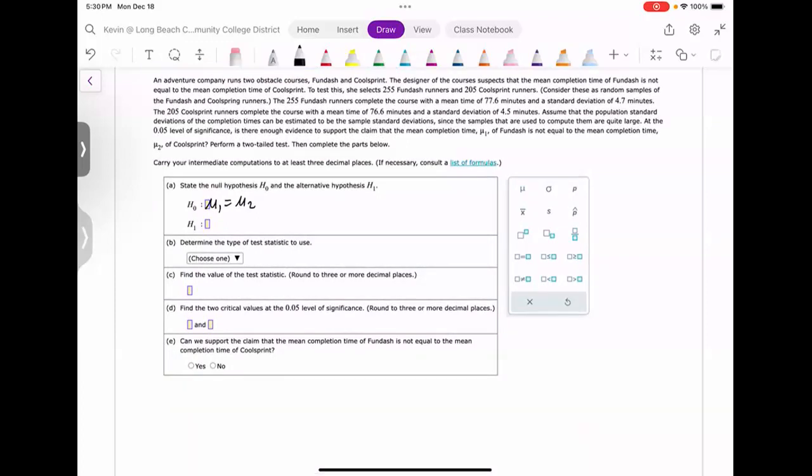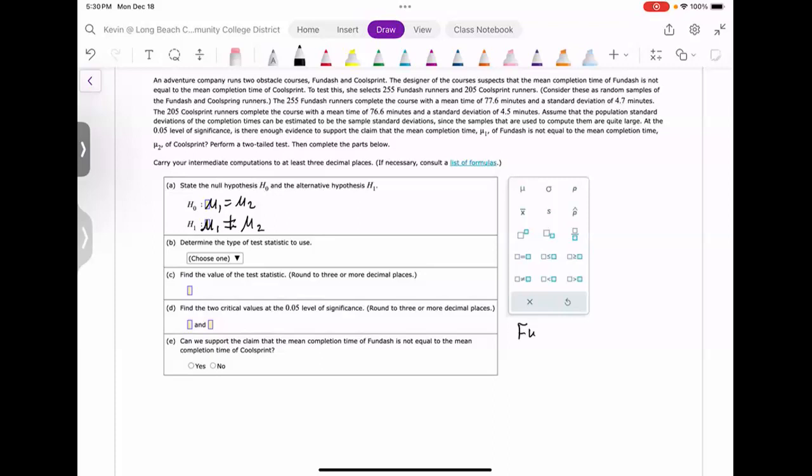An adventure company runs two obstacle courses, Fun Dash and Cool Sprint. The designer of the courses suspects that the mean completion time of Fun Dash is not equal to the mean completion time of Cool Sprint. Let's fill that in: mu sub 1 is not equal to the mean time of the other. To test this, she selects 255 Fun Dash runners and 205 Cool Sprint runners, and these are random samples. The 255 Fun Dash runners complete the course with a mean time of 77.6 minutes and a standard deviation of 4.7. Let's write this out.